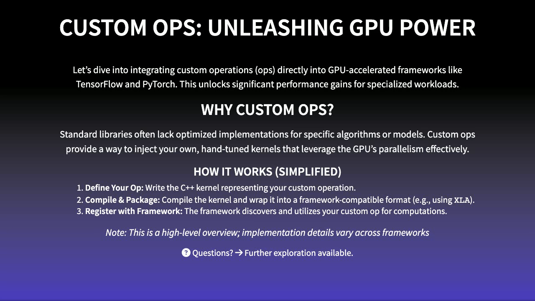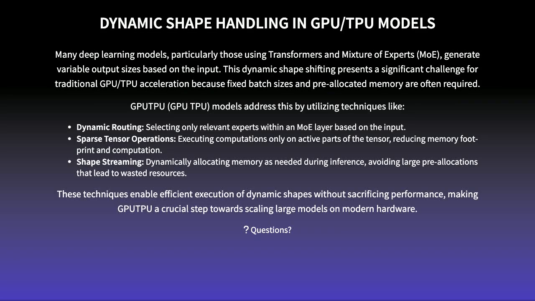Okay, let's talk about how GPU and TPU handle situations where the output size of a model changes depending on what we feed it. Think about models like transformers. They can produce vastly different outputs based on the input text. This means that traditional acceleration methods, which often rely on fixed batch sizes and pre-allocated memory, struggle with this dynamic nature. GPU models are tackling this head-on using clever tricks.